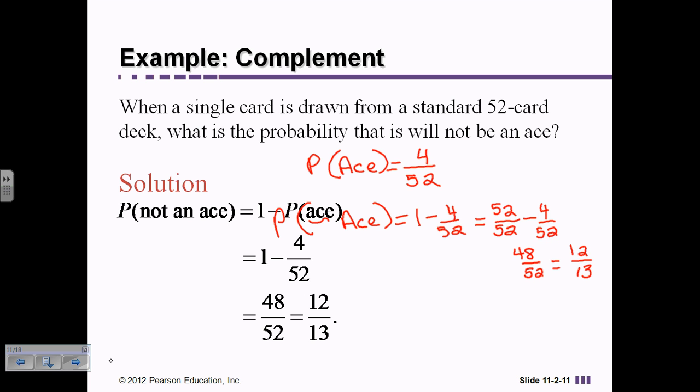And here's some of that math again. Now you could have probably figured this out without having to go through this formula, because if you think about a deck of cards, if there are 52 cards in the deck and 4 of them are aces, then I don't want an ace, so that means there are 48 cards left over. So 48 out of 52 does make sense, but the formula will help you as we get further into this material.